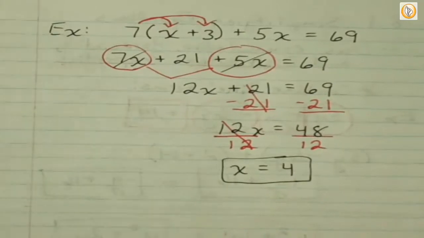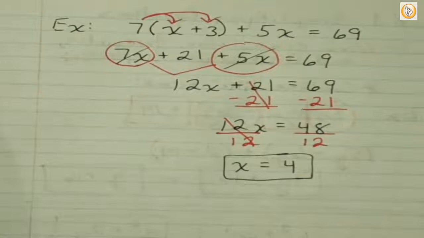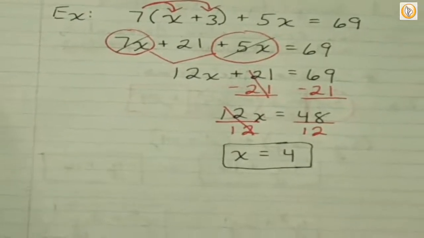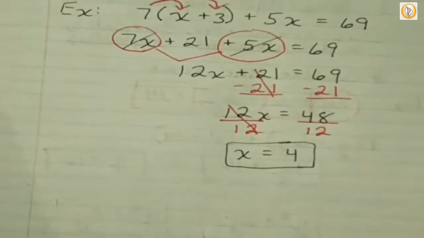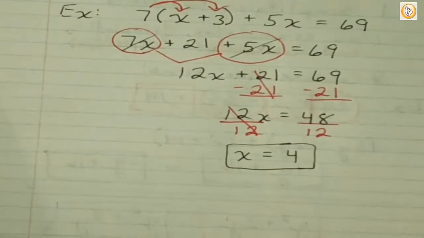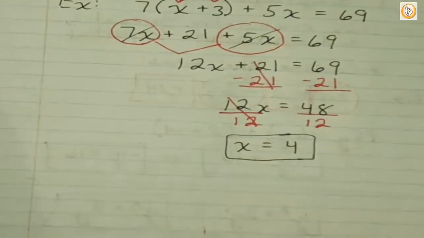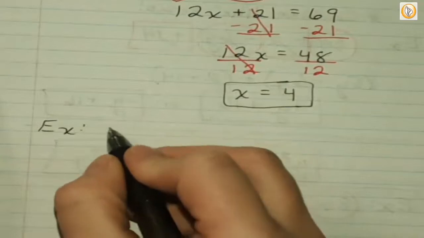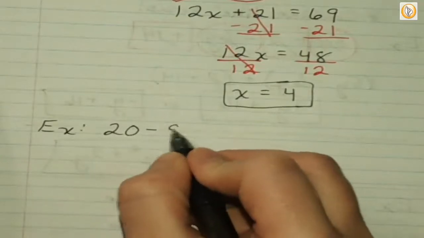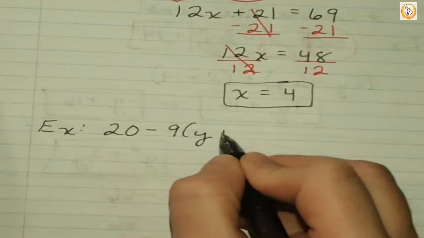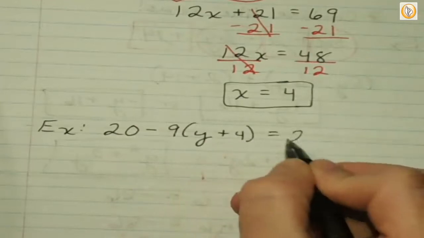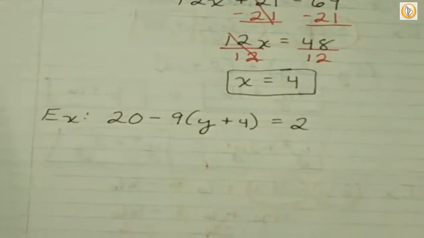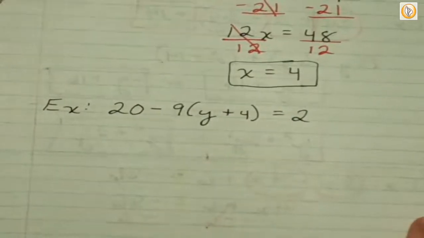Any questions? Isn't this nice? Isn't it the exact same thing? Yep, pretty much. It's really a step up from what y'all did. How do you step up? Okay, 20 minus 9 times y plus 4 equals 2. It's taking what you've learned and combining it. You just don't realize it.